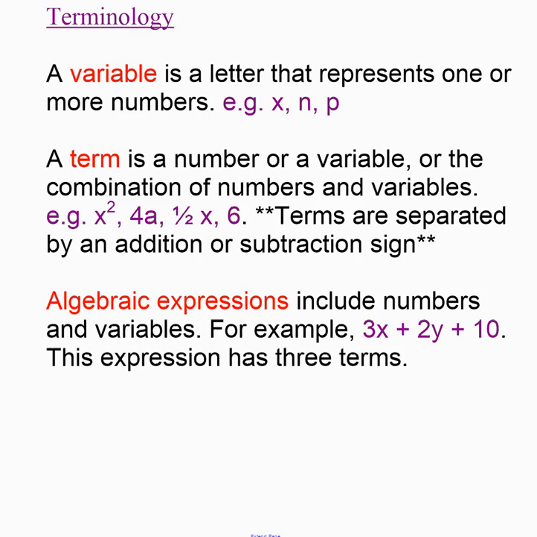So a variable is just a letter that represents one or more numbers. Every different letter is a different number. So x would be a different number than n, but really x could be anything. It could be any number, and n could be any number.